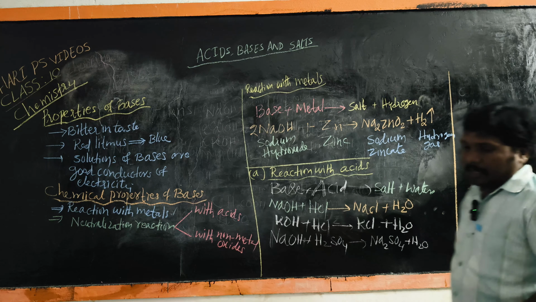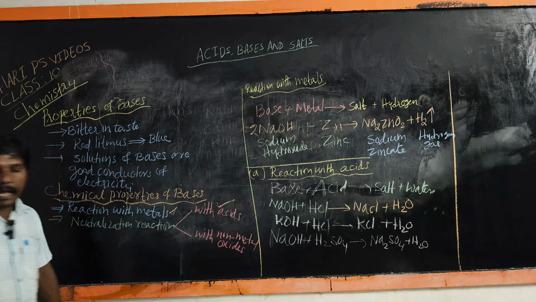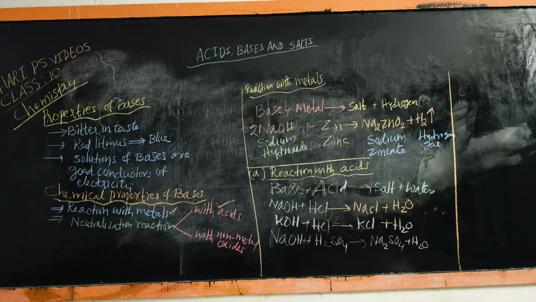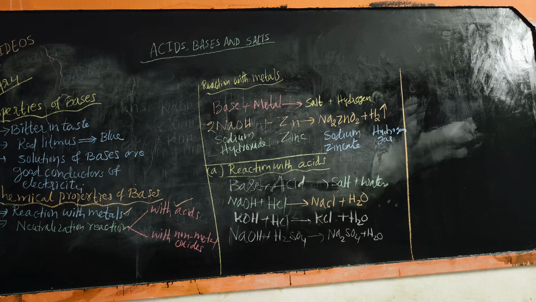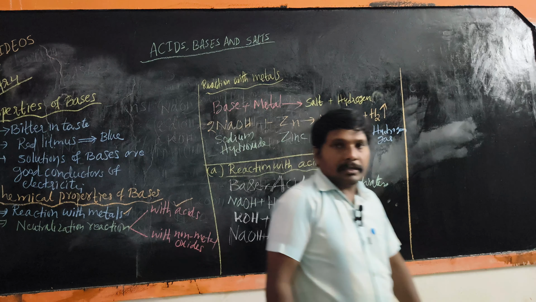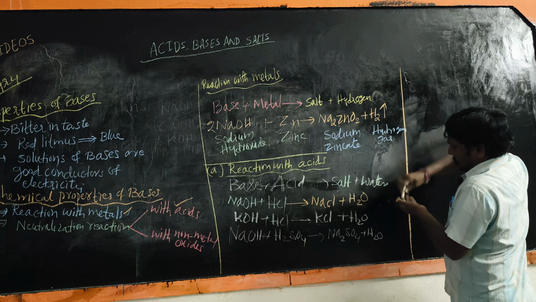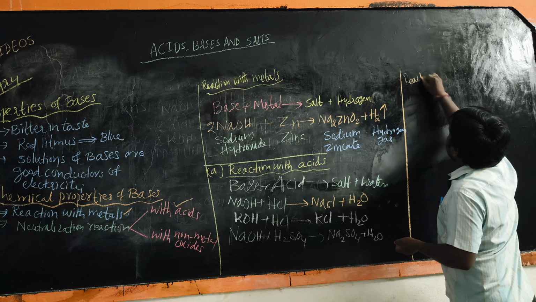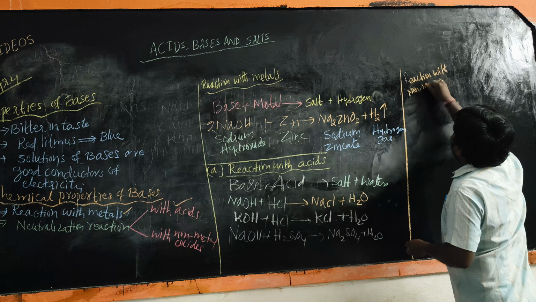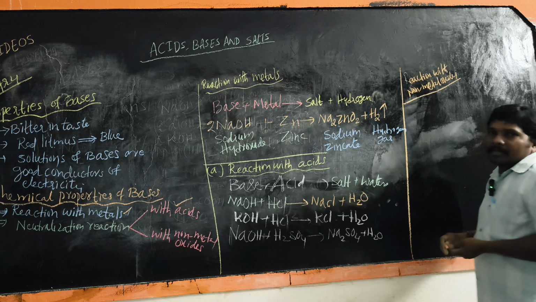Then next one, so we completed reaction with metals and reaction with acids. Let us discuss one more reaction. Neutralization reaction, second one: reaction with non-metal oxides. What are these non-metal oxides?